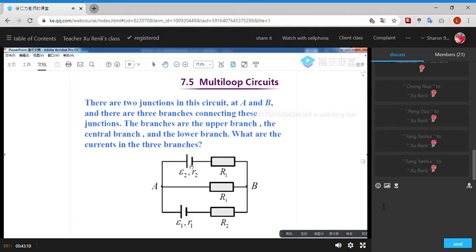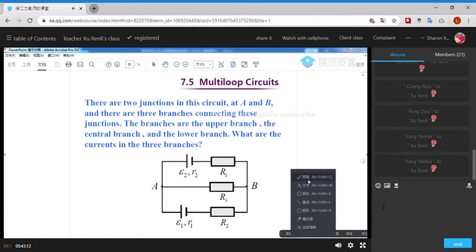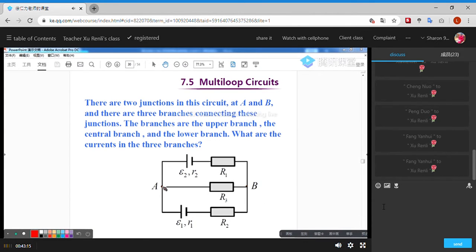Like in this circuit, it has two junctions, junction A and junction B, and three branches: the upper branch, the middle branch, and the lower branch. It has two independent loops, the first loop and the second loop. These two loops are independent.